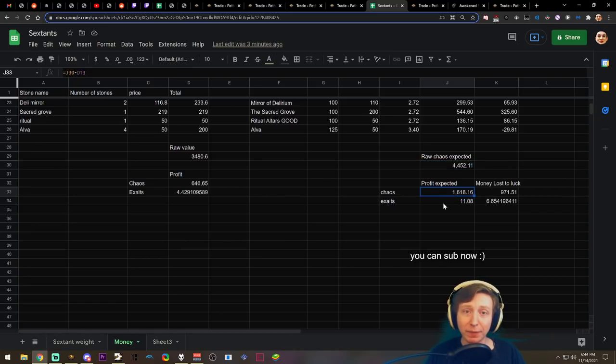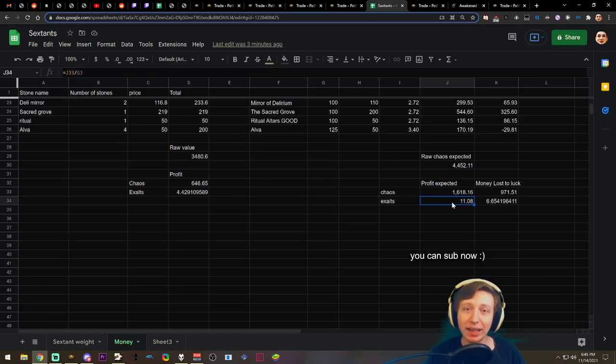And so my expected profit, based on average luck, is supposed to be somewhere around 1,600 chaos, which was going to be 11 exalts profit. So you can see a large difference here, right? I only really made 4.4. I was supposed to make 11. So even with 20x in, there's a little bit of deviation there, right?